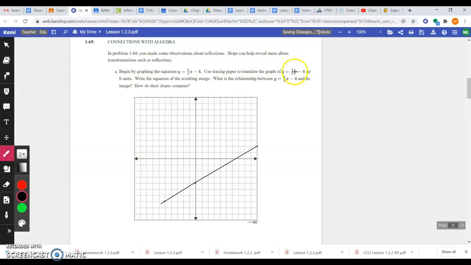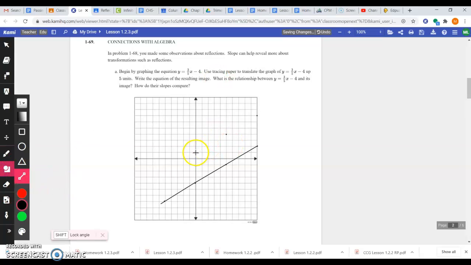But then it says we need to use tracing paper, which we don't really use because we're mostly virtual, and we have to translate this line. We just learned about translation last lesson. It's just shifting it, and we're going to shift it up 5 units. Because we don't have tracing paper, I'm just going to take each point and move it up 5 units. So I go 1, 2, 3, 4, 5 for this one, and there's my point translated up. This one, 1, 2, 3, 4, 5 right here. This one, 1, 2, 3, 4, 5. And there I'm just going to be good with it, and I'm going to draw my line. And then we're going to evaluate.